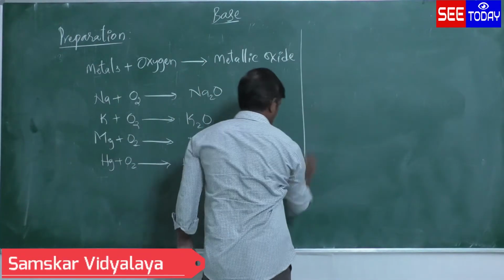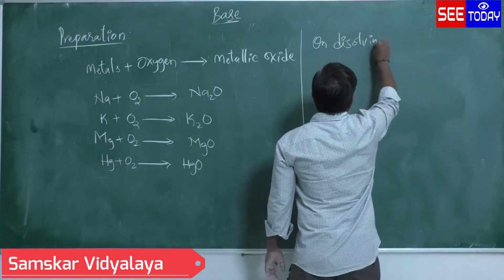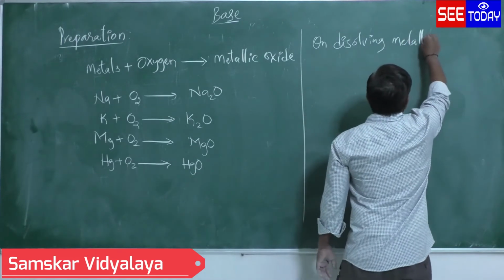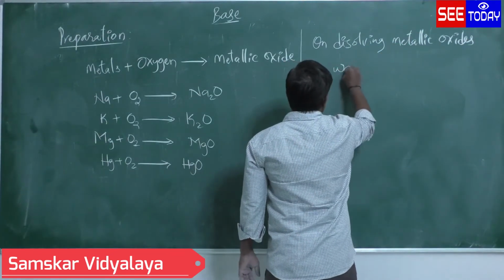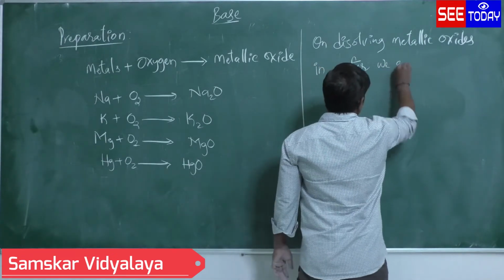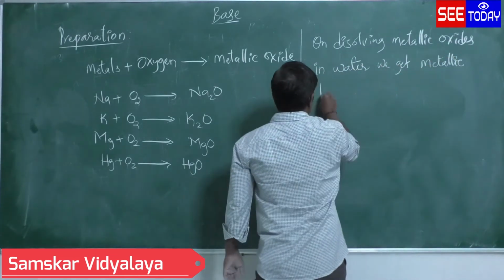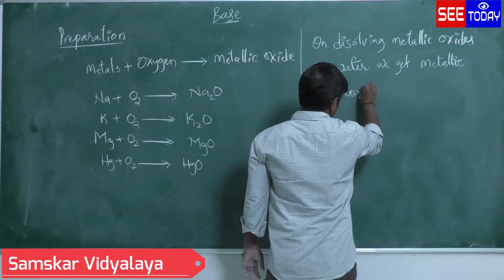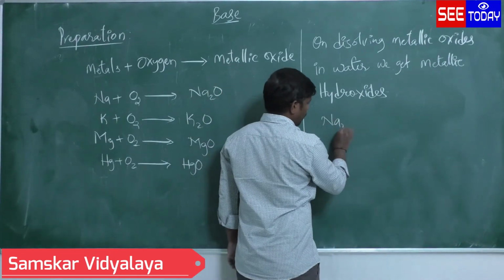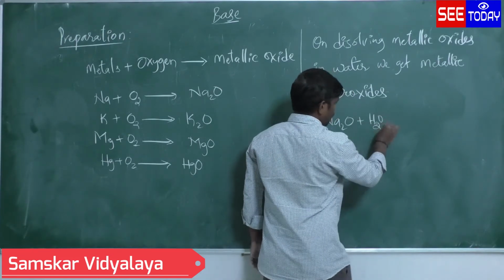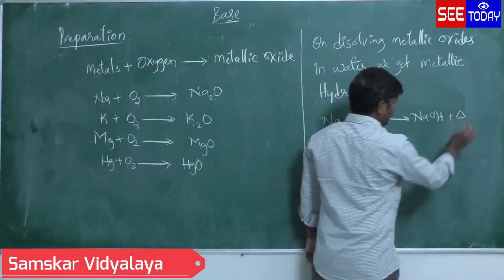Next, second one: on dissolving metallic oxides in water, we get metallic hydroxides. So these metallic oxides are nothing but bases. So let us take the same sodium oxide. If I dissolve the sodium oxide in water, I will get sodium hydroxide, and here heat energy is released.